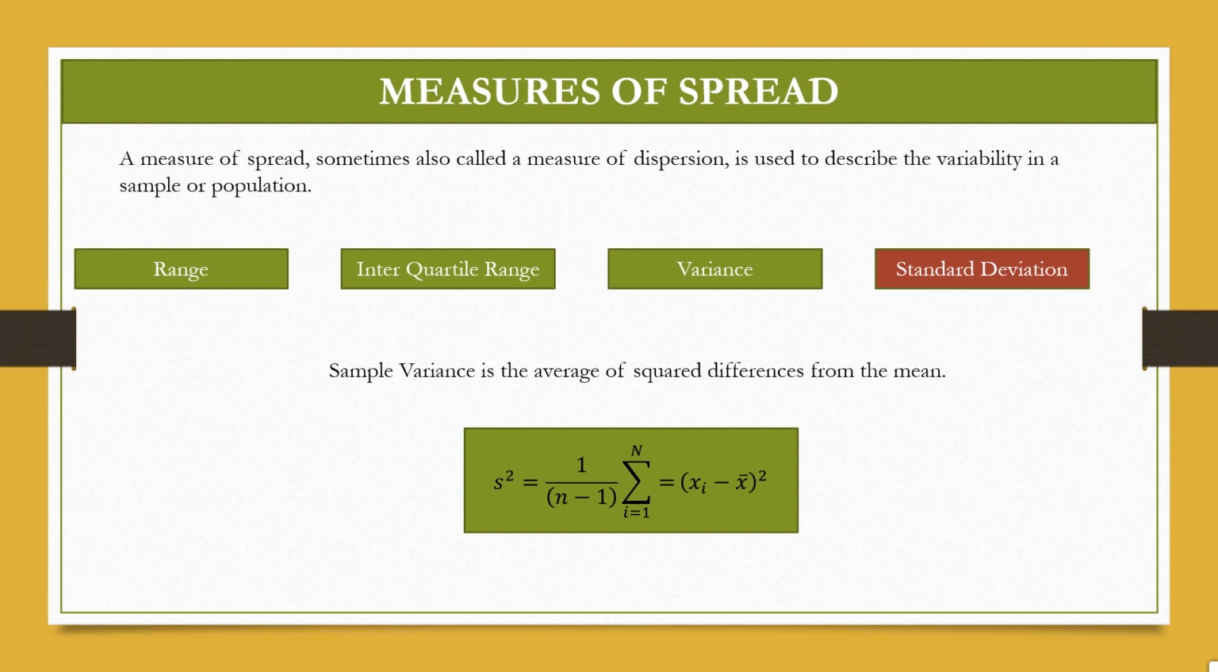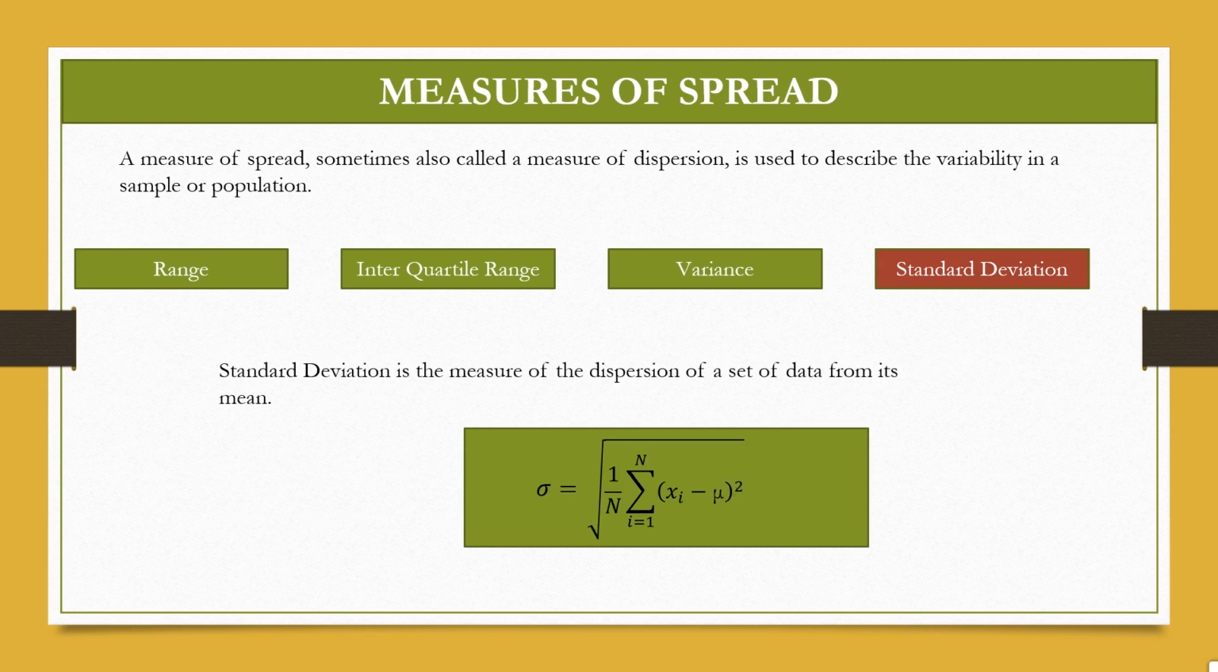Coming to standard deviation, it is the measure of dispersion of a set of data from its mean. So it's generally the deviation from your mean. That's what standard deviation is.